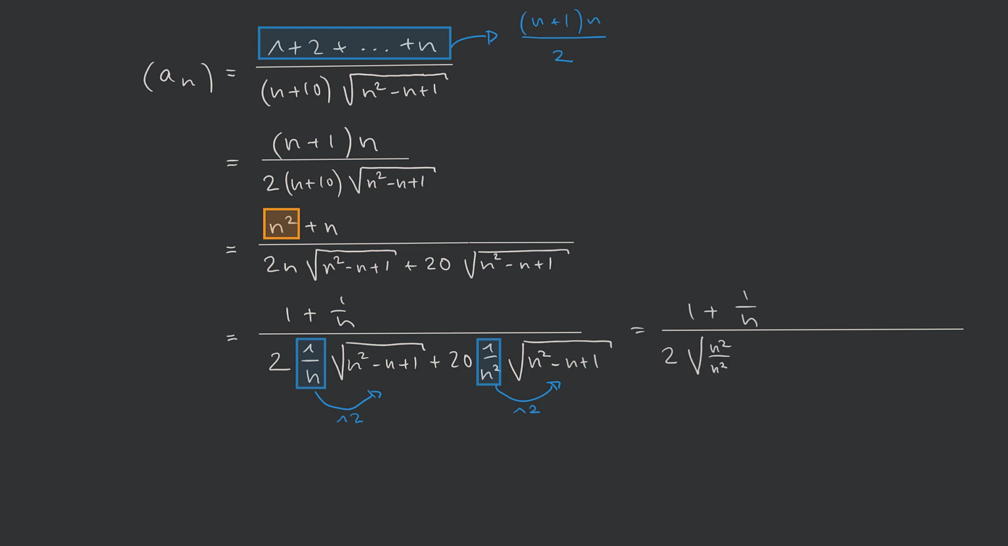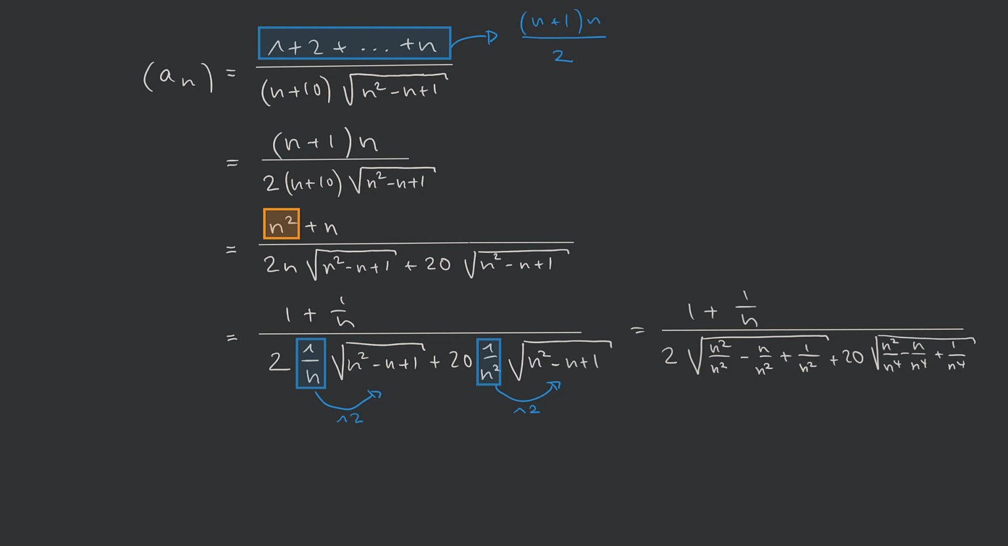So we get n squared divided by n squared, minus n divided by n squared, plus 1 divided by n squared. That is the first square root. And then we have 20 and n squared. Now we divide by 1 over n squared times 1 over n squared, which is 1 over n to the fourth power. So that is the quotient we have here: n over n to the fourth power plus 1 over n to the fourth power.